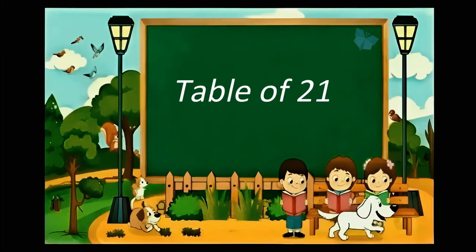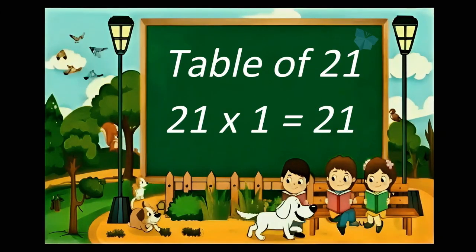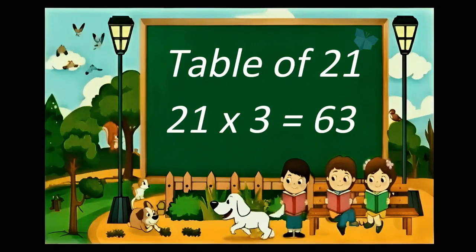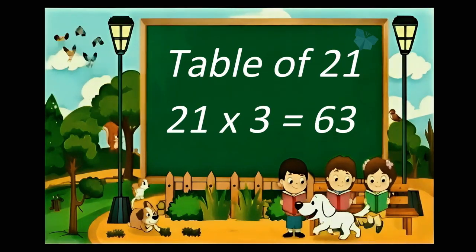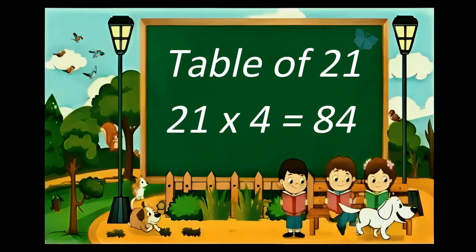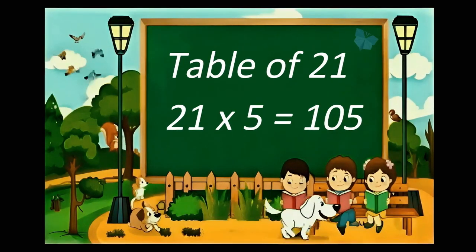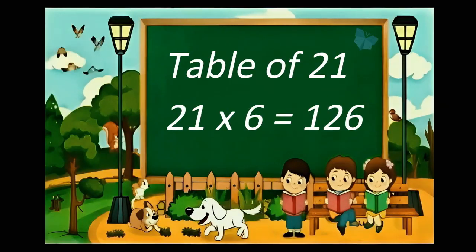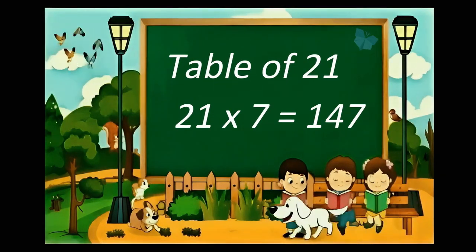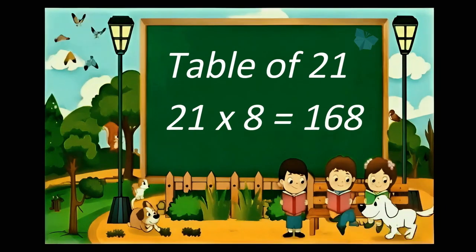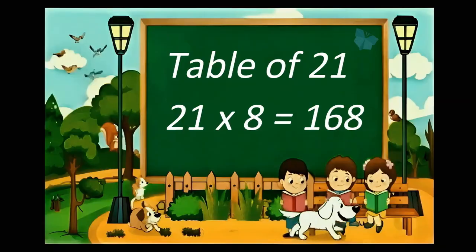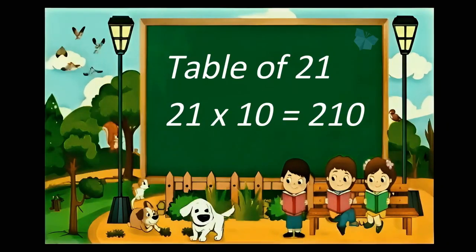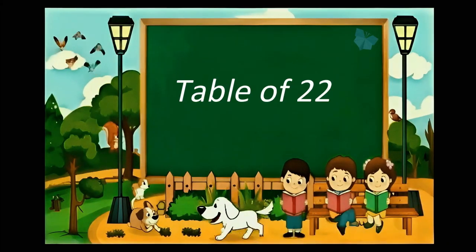Table of 21. 21 ones are 21. 21 twos are 42. 21 threes are 63. 21 fours are 84. 21 fives are 105. 21 sixes are 126. 21 sevens are 147. 21 eights are 168. 21 nines are 189. 21 tens are 210. Table of 22.